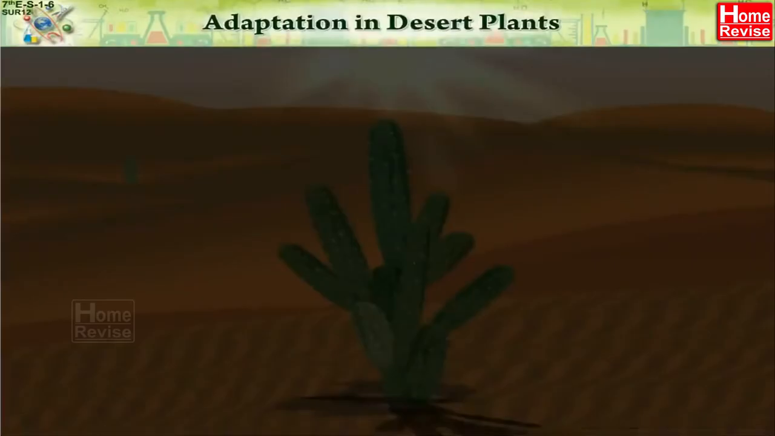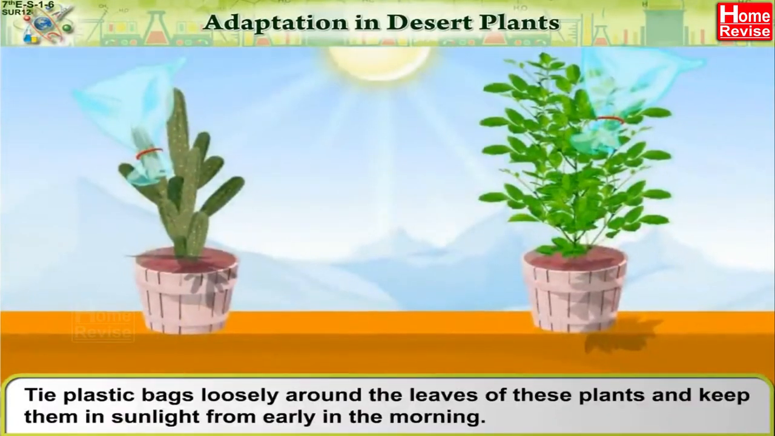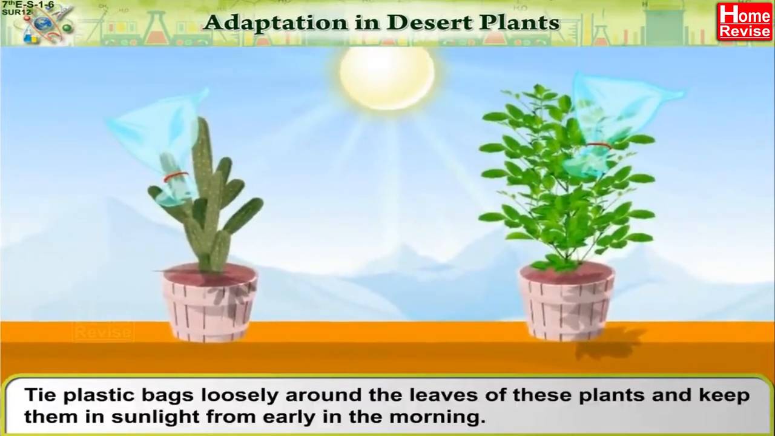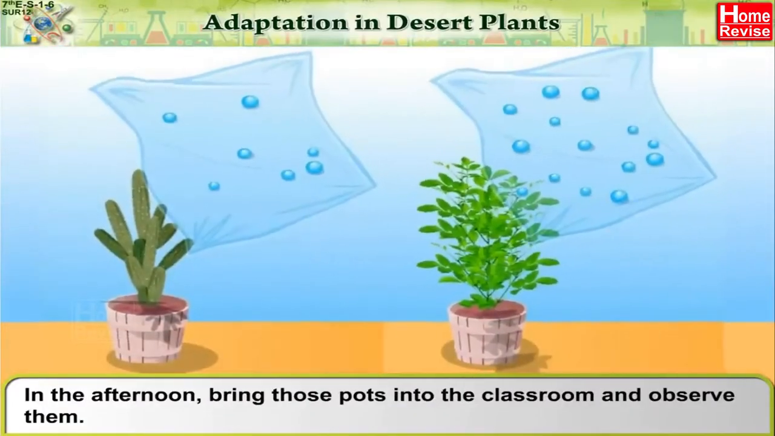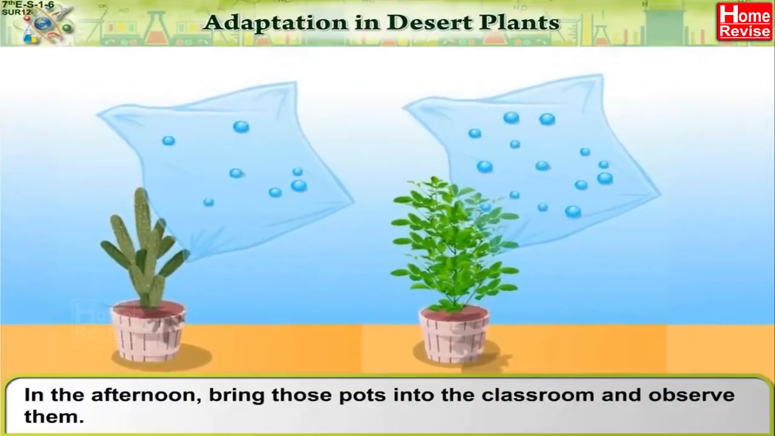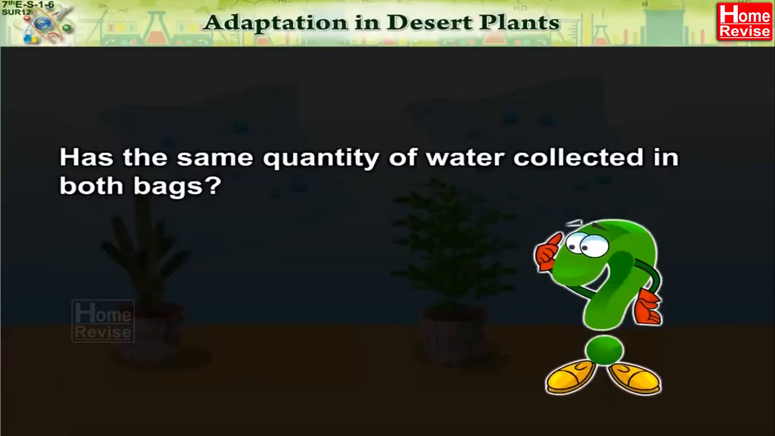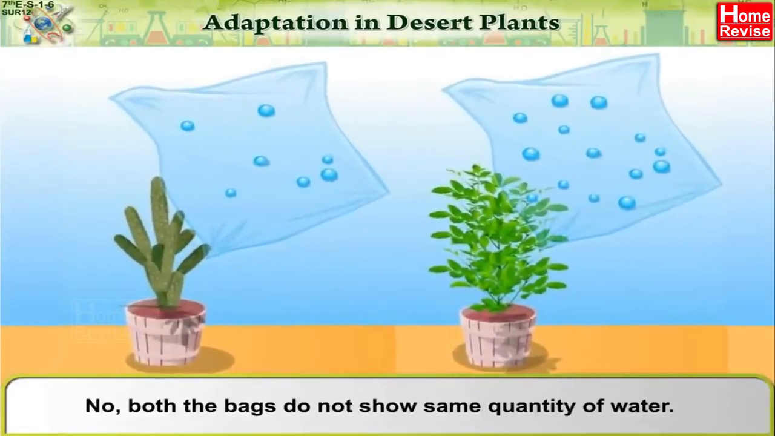Adaptation in desert plants. Take two potted plants, one a cactus and the other a leafy plant. Tie plastic bags loosely around the leaves of these plants and keep them in sunlight from early in the morning. In the afternoon, bring those pots into the classroom and observe them. Has the same quantity of water collected in both bags? No, both the bags do not show same quantity of water.